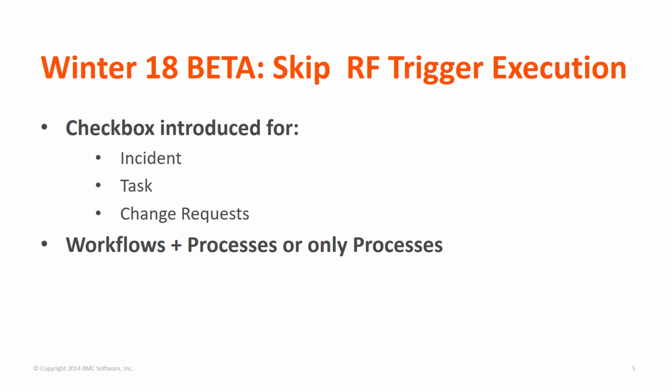The idea is that if a process is updating a record and you are sure that the updates have nothing to do with calculations of due date, service level agreements, or applying templates, then setting the skip RF trigger execution to true will let our code skip the redundancy of running those checks with the hope of reducing instances of SOQL 101 errors.